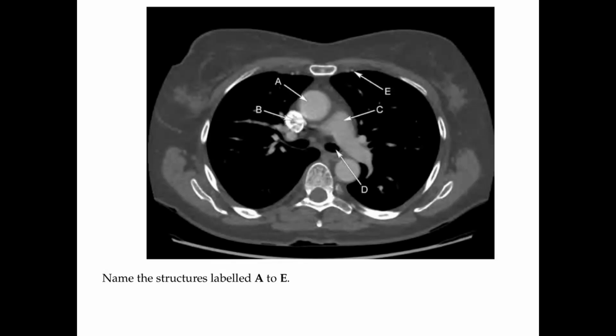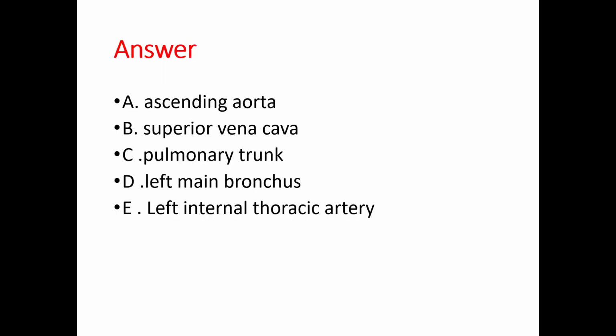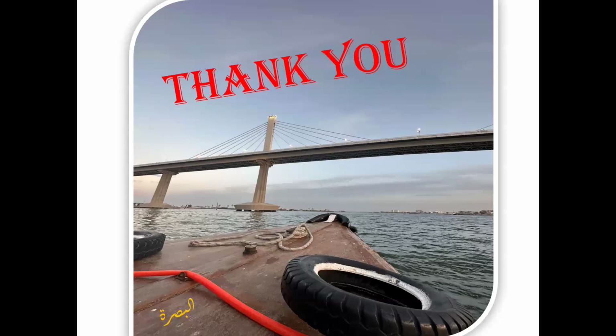D is the left main bronchus. Yes, professor. D is the left main bronchus. This is correct. And E is the left internal thoracic artery, left internal thoracic vessel, we can say. Okay.